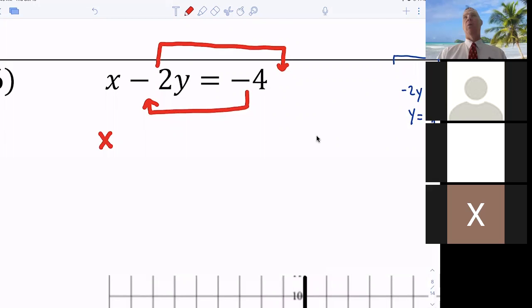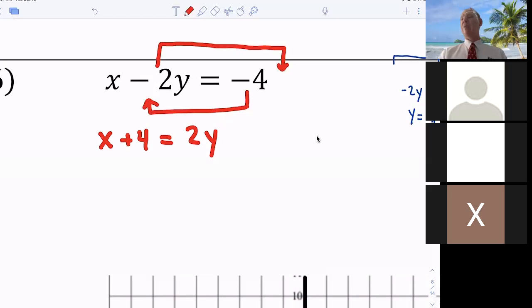Oh, no, negative. What are you talking about? 1x. Thank you. The number in front of the x is a 1. All right, so now I have x. I moved the negative 4, so now it's positive 4 equals 2y. Now remember, we're concentrating on slowing down and telling me an answer.